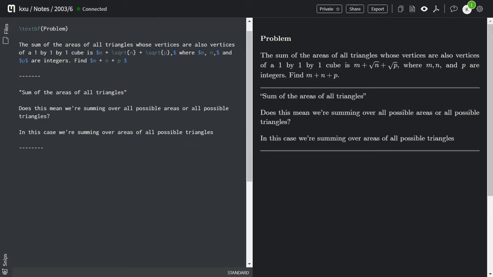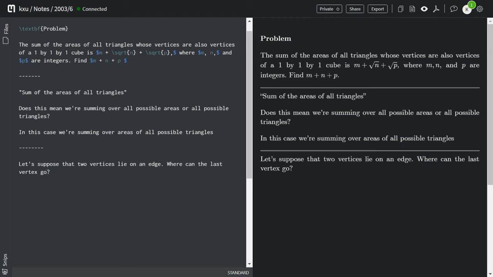So where can the two starting vertices be? Well, let's suppose that two vertices lie on an edge. We're going to first do this case because it's rather easy to imagine. You have a cube and we're taking an edge, and the two vertices will be the vertices of that edge. So where can the last vertex go? Well, there are 6 remaining positions.